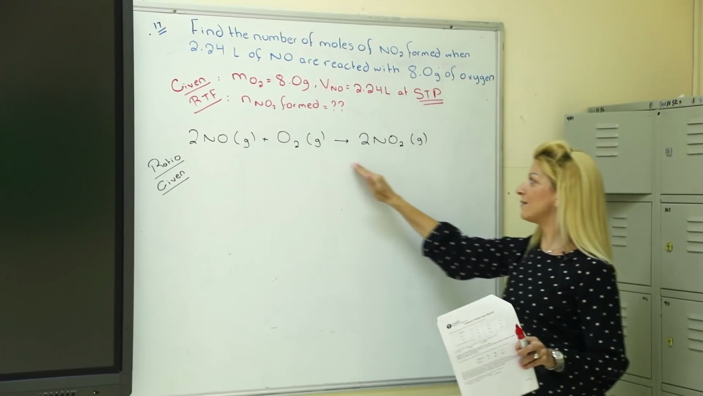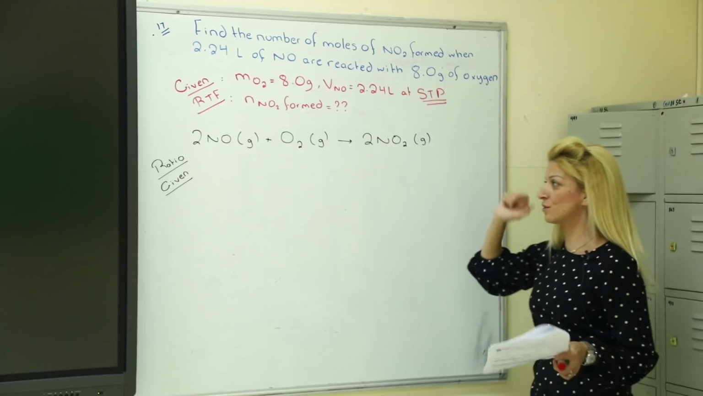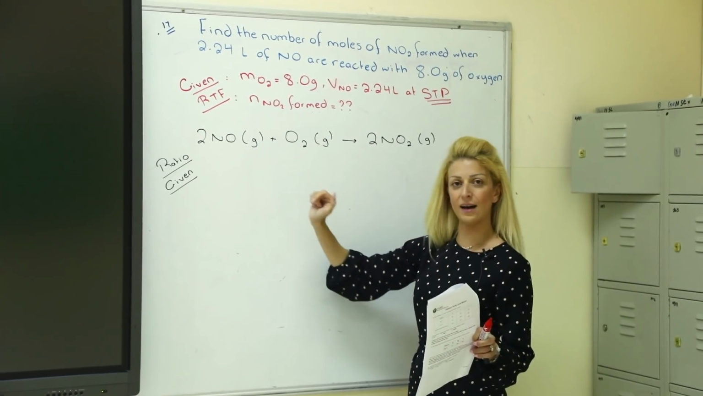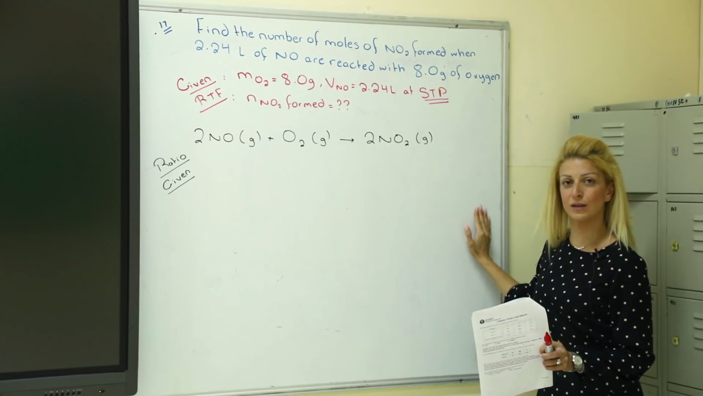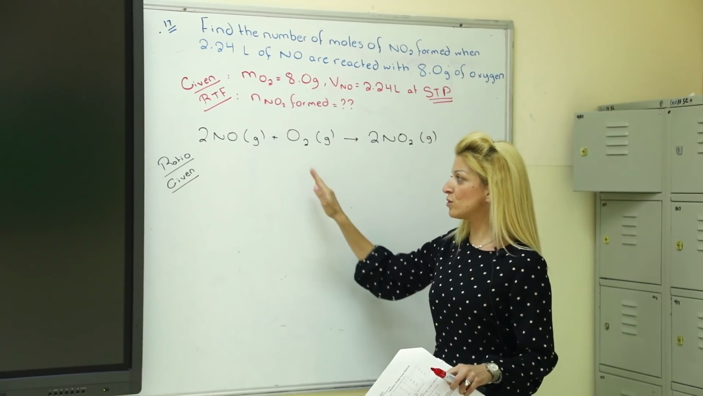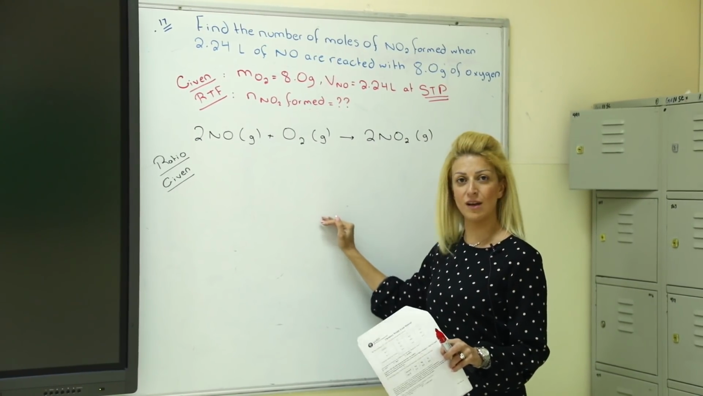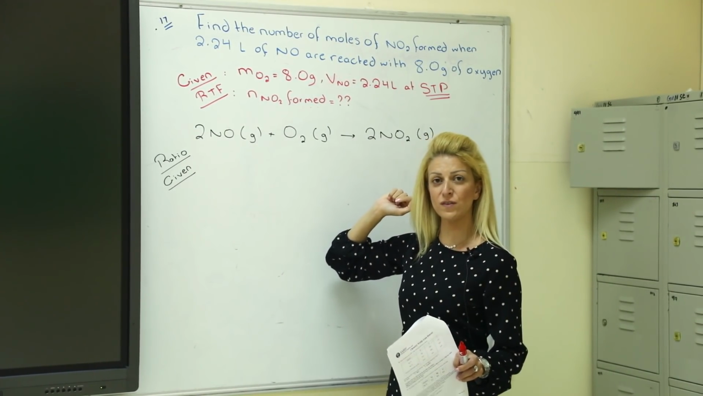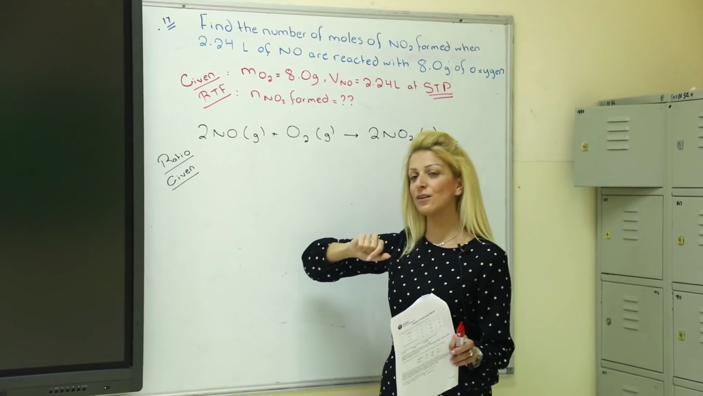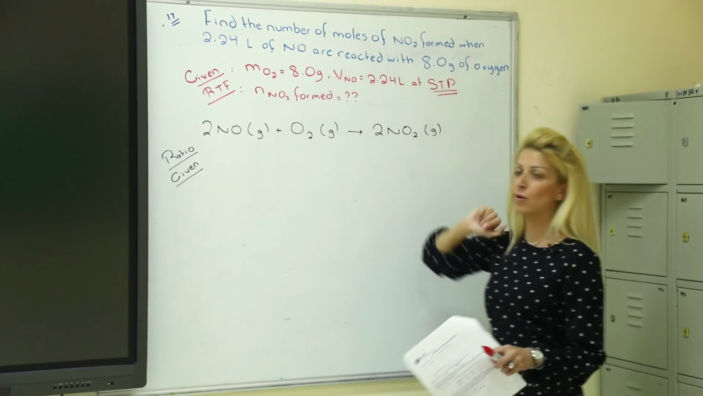So we need to write the balanced equation first, which is 2NO gas plus O2 gas gives 2NO2 gas. There are 2 rows which will be written under this reaction. The first row is the convenient ratio from your equation that we are going to use, and the second row is the given from the original question.